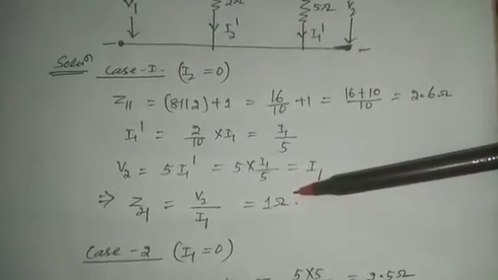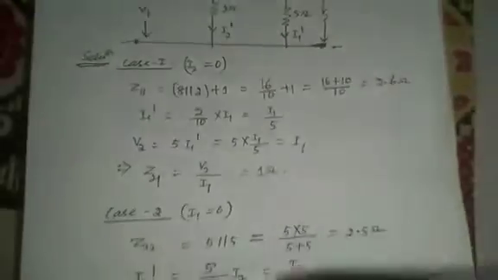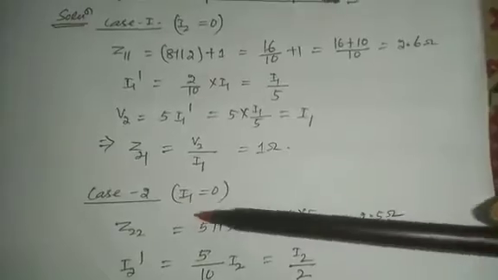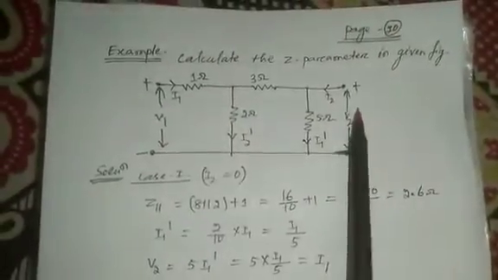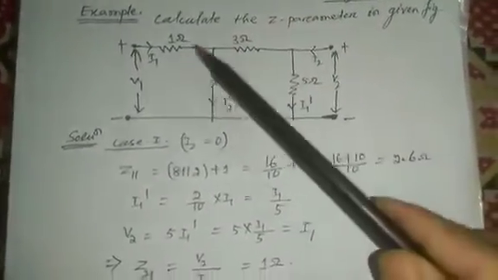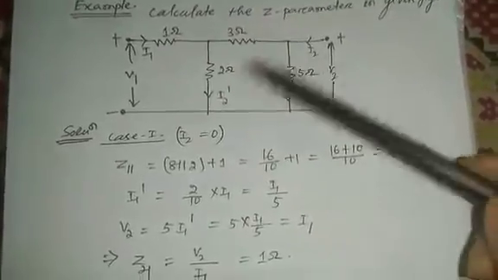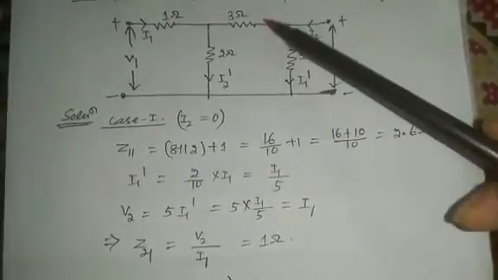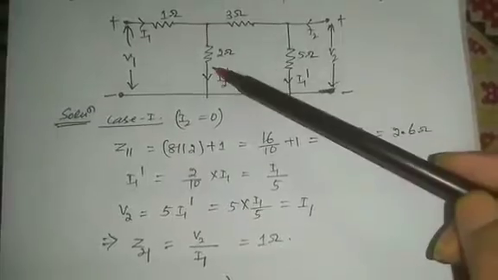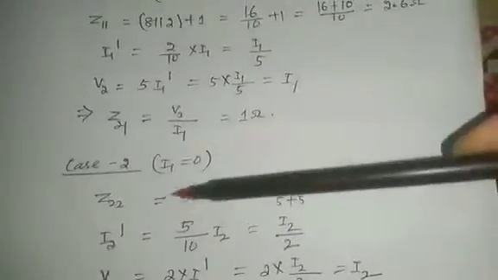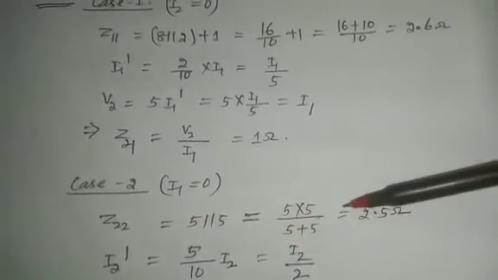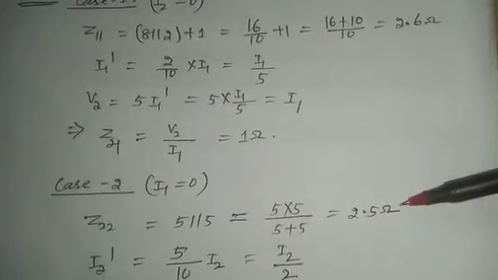Are you all clear about this? Then you see in case 2, I1 is equal to 0. If I1 is equal to 0, you calculate Z22, looking from this direction. With I1 equal to 0, these two are in series, in parallel with 5. 3 plus 2 is 5 in series, 5 parallel with 5, 5 into 5 divided by 5 plus 5, you can get 2.5 ohm easily. That is the value of Z22.